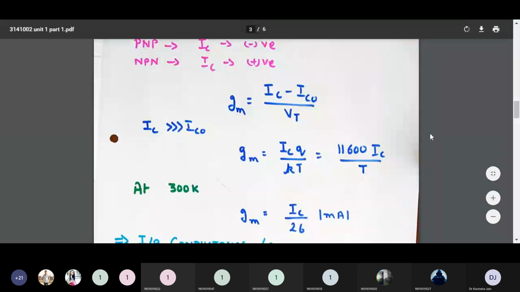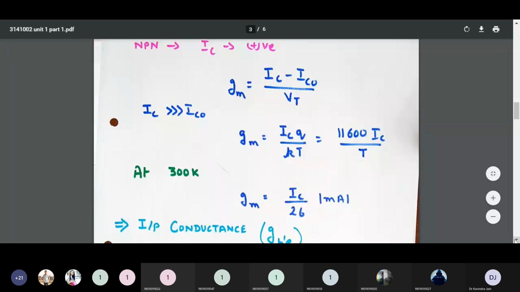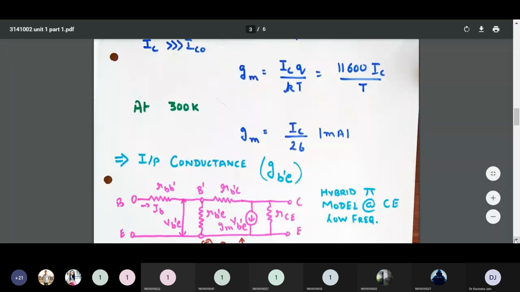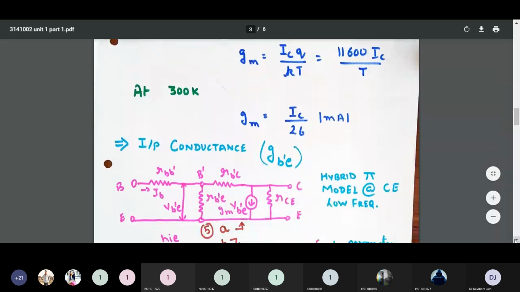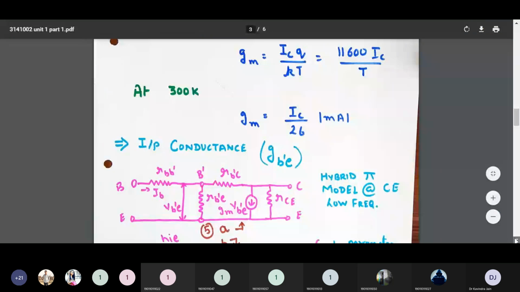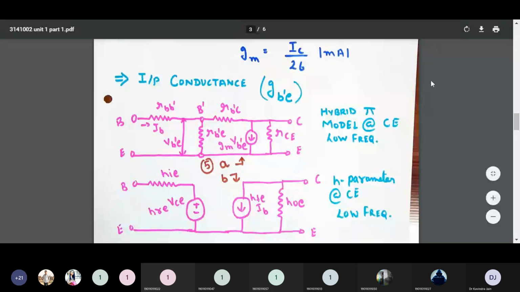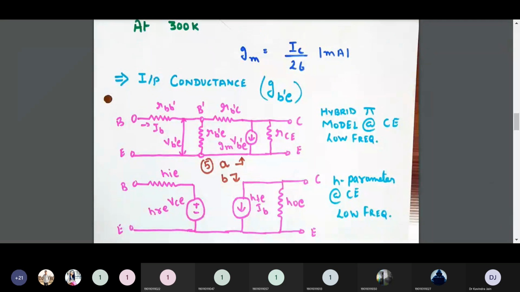So our next thing is input conductance. So please draw the formula. Please draw the circuit for input conductance. This is the hybrid pi model, and then we will be proceeding to the H parameter model of the same. So you can just note down both the figures. First we calculated Gm, now we are calculating Gb dash E. So for calculation of Gb dash E, kindly note down both the circuits.